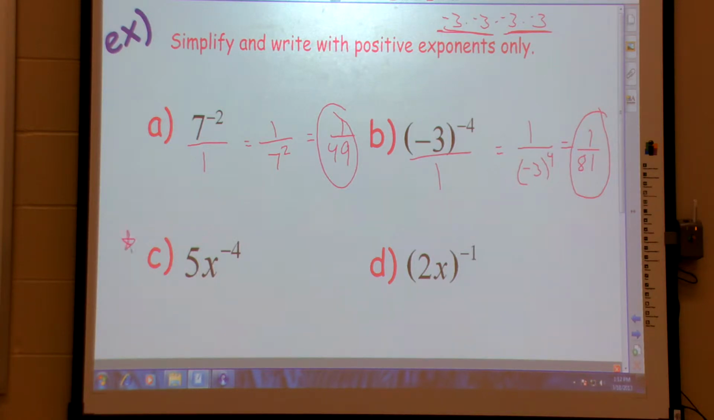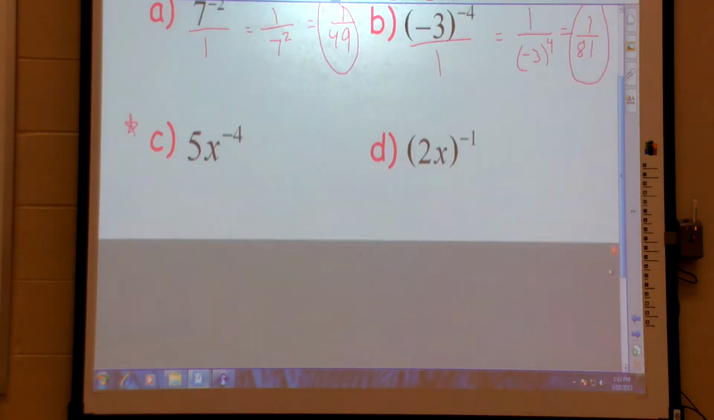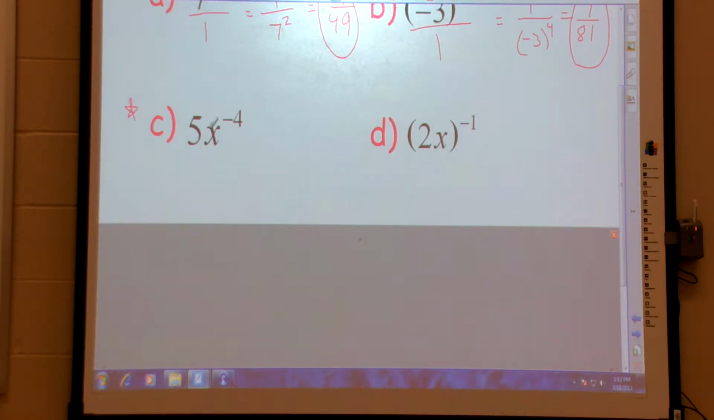This one's a good one here. This is where people start really getting lost in the bigger problems when they mess these up. 5x to the negative 4th. I want to bring your attention to this 5. What is its power? 1. It does not have a negative power, does it? Only the x does. So when I move this, the only thing I'm moving is the x. The 5 stays put. Its power is 1. So this is 5 stays put, x to the 4th moves on down.